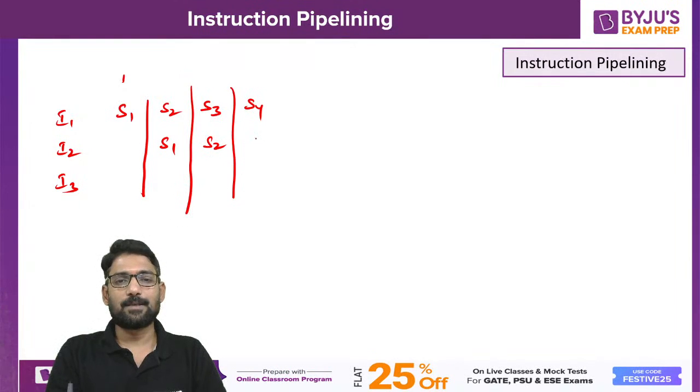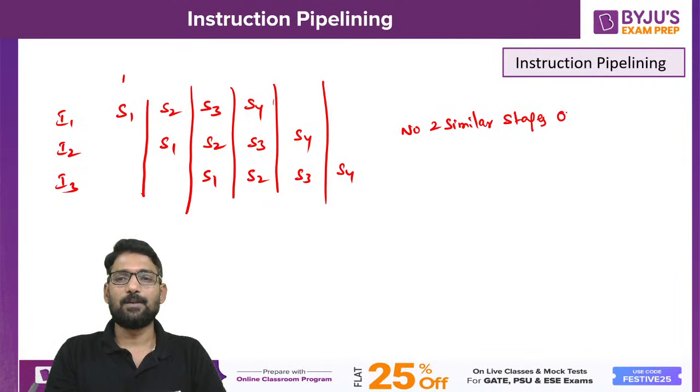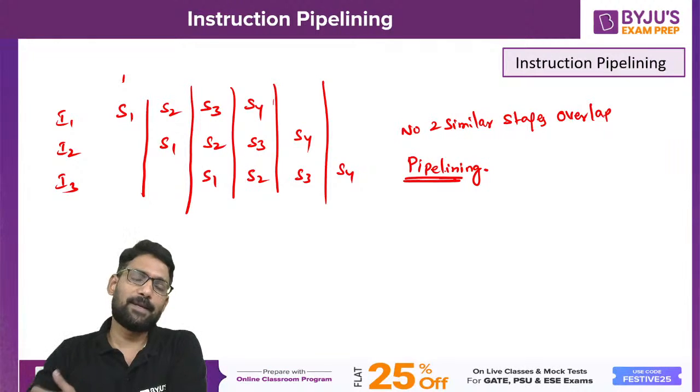Like this, if we can execute such that no 2 similar stages overlap, this mode of execution is what we call pipeline. Having parallel processing, why do we come to pipelining?